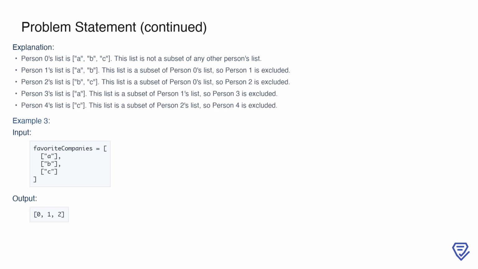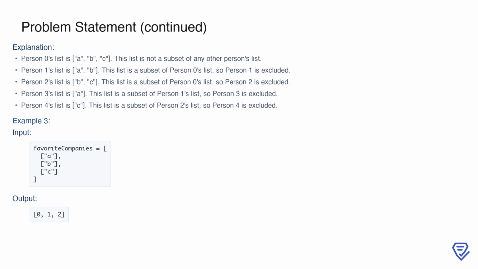Now let's look at another example. Suppose we have the following input, person 0's list is A, B, C, person 1's list is A, B, person 2's list is B, C, person 3's list is A, and person 4's list is C. The output in this case is 0. Here's why, person 0's list is A, B, C, and no other person's list contains all 3 of these companies, so person 0 is included.